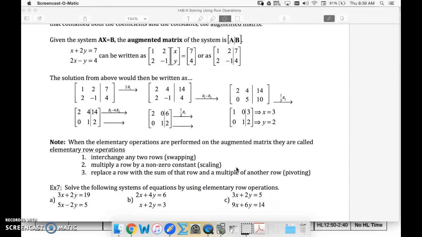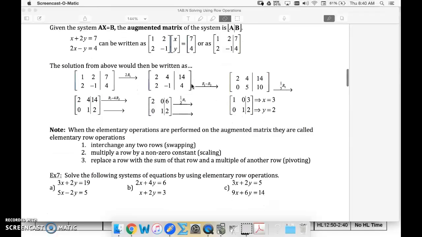It doesn't have to be a multiple. We could just add row 1 and row 2. So here we're summing row 1 plus negative row 2. So this is the vocabulary that we use, and it gives us a nice way to solve by hand.